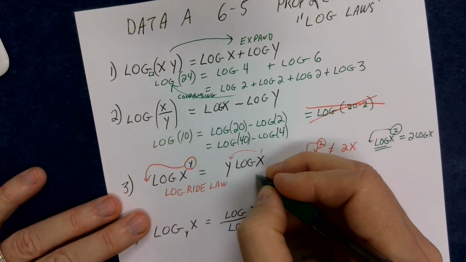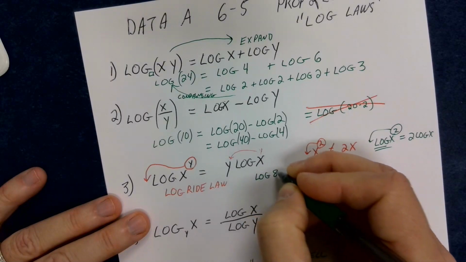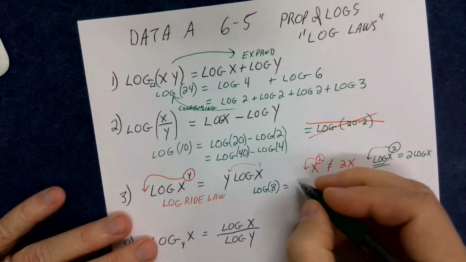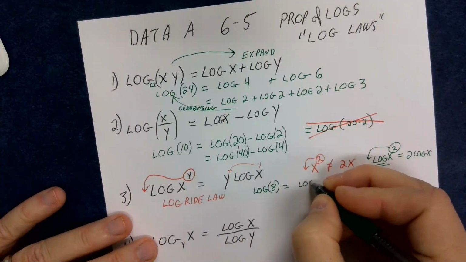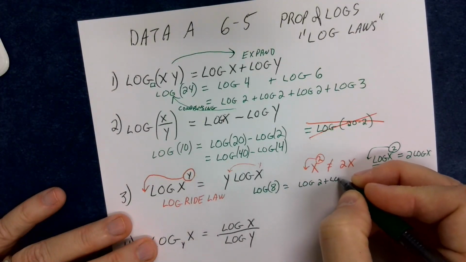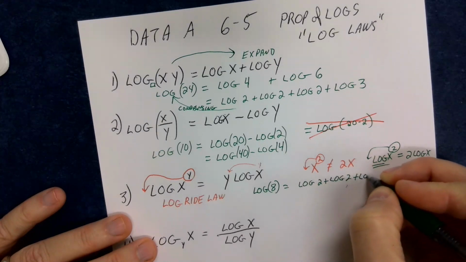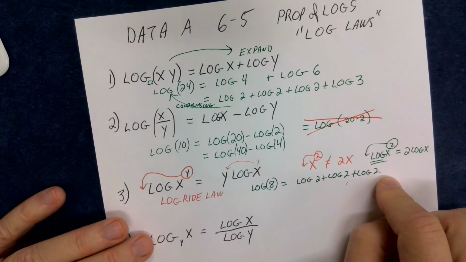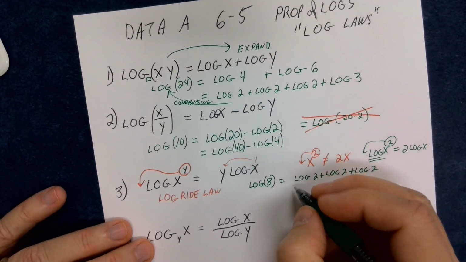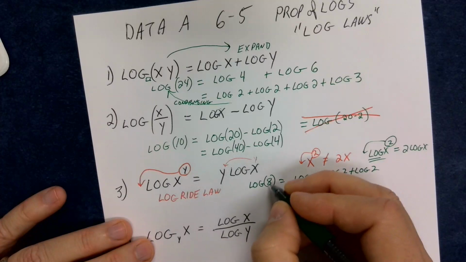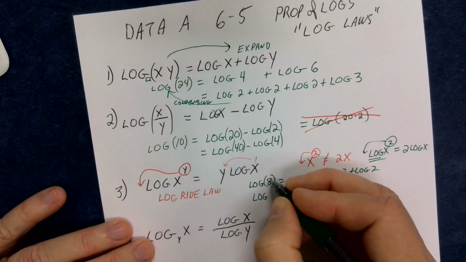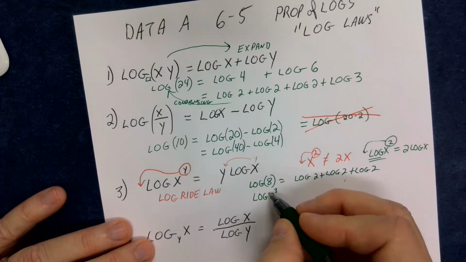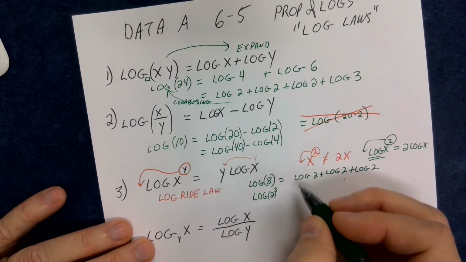Let's see if this makes sense to you. So I'm going to do the log of 8. We know that log law number 1 says that I can rewrite this as log 2 plus log 2 plus log 2, because 2 times 2 times 2 is 8. Is that good? Now, if I did this, let's see if you buy this. 8 is the same thing as 2 to the 3rd power. Is that good? 8 and 2 to the 3rd, that's the same thing.